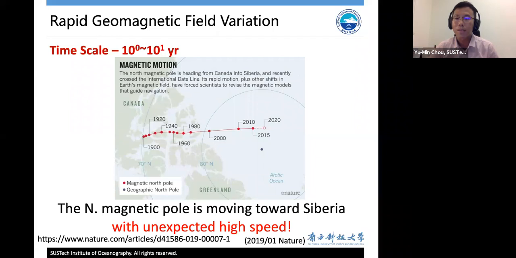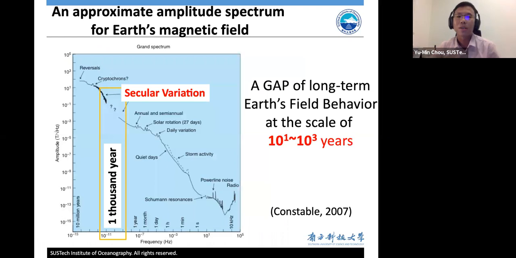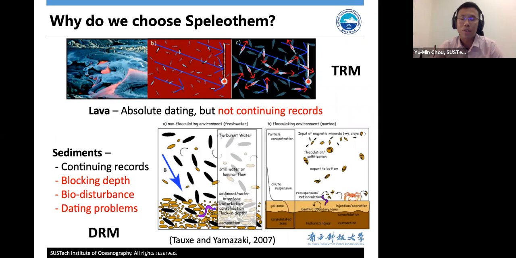However, after about one century of paleomagnetic research and human observation, there's still a gap in our knowledge of the field behavior. This is the background approximate amplitude spectrum for the magnetic field, and there's a gap from about 10 to 1,000 years. We still do not understand the behavior of the Earth's magnetic field on this scale. Why? As we know, we use different geological archives to study the paleomagnetic record.